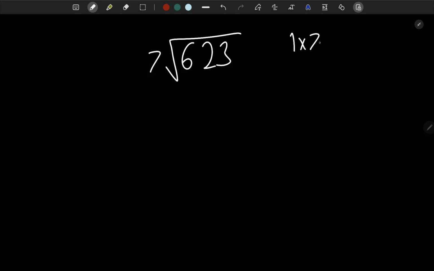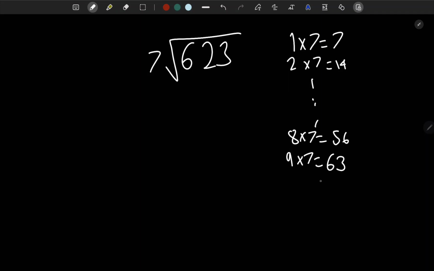We can always go back to the multiplication table. So 1 times 7 is 7, and 2 times 7 is 14, and so on until we reach our closest multiple of 7 to 62. So 8 times 7 is 56, and 9 times 7 is 63. Now if we take 9, it's going to give you 63, but we only have 62. So we always choose the number which is less than what we have. So here 56 is the closest number, and we have 8.